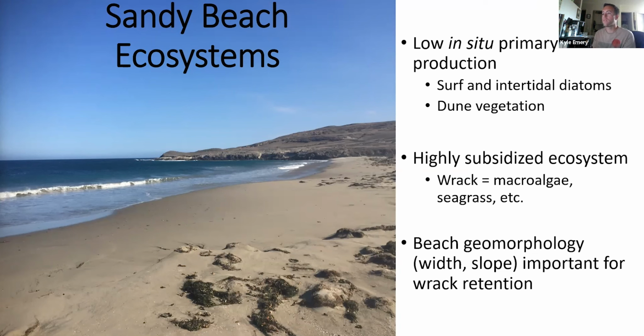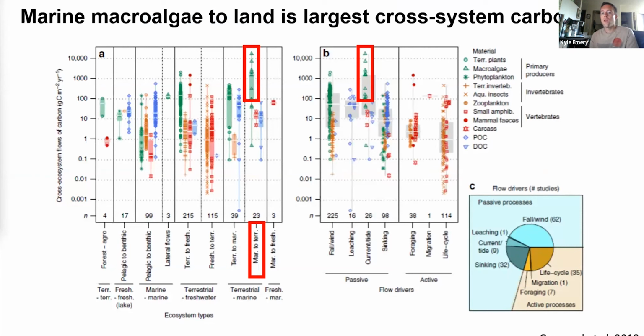But that supply of RAC is really dependent on beach geomorphology. So width and slope and other factors are really important for how that RAC is received and processed on beaches. So there are a number of different subsidy regimes worldwide, but interestingly, marine macroalgae to land is the largest of these cross-ecosystem carbon flows. And basically what I mean is any cross-boundary flow of organic matter. Marine macroalgae to land is on the order of kilograms of organic matter per square meter per year.